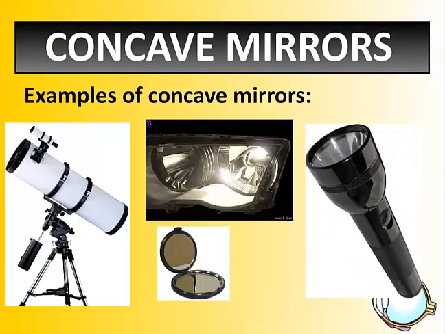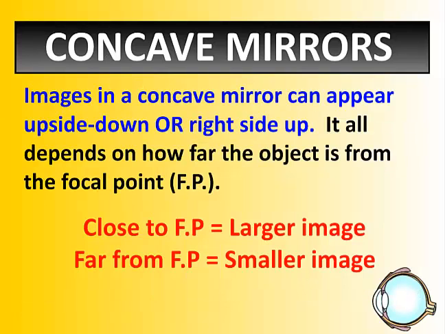Some examples of concave mirrors that use this principle: telescope mirrors, makeup mirrors or cosmetic mirrors. Ladies, I'm sure you've seen these before. Headlights or flashlights all use concave mirrors to bring light to a focal point. Now, because this focal point exists, it changes the way an image is viewed. Images can appear upside down or right side up, depending on how far you are from the focal point.